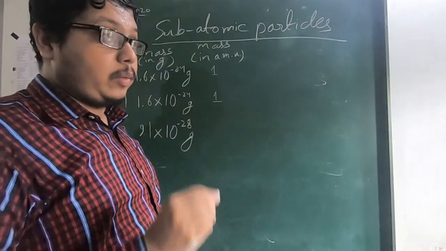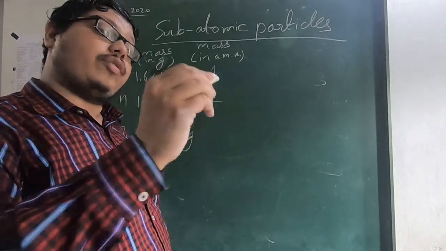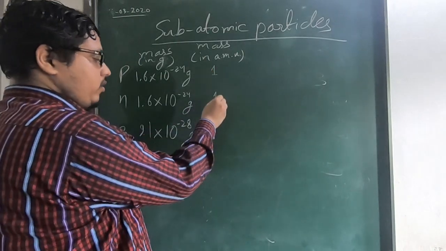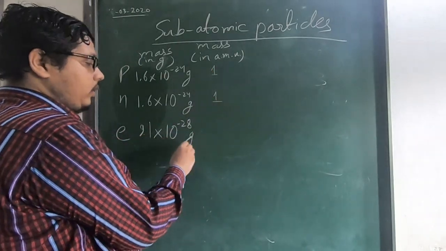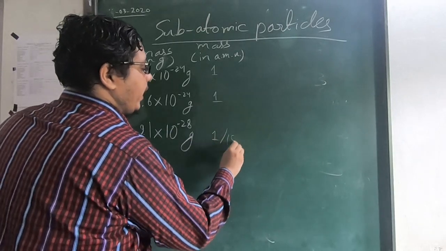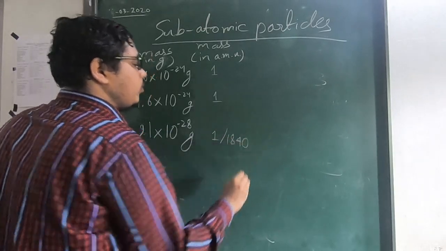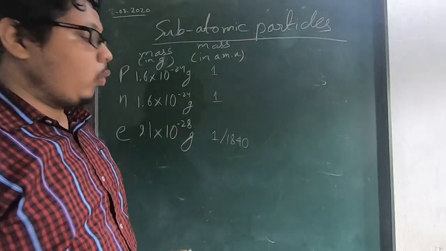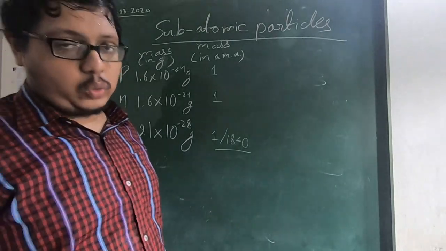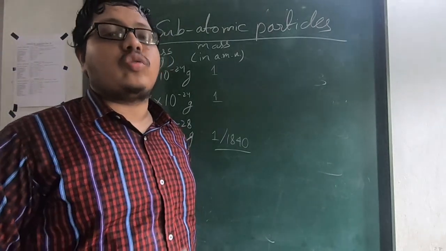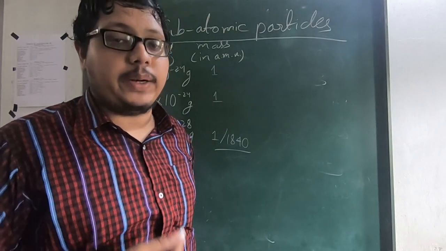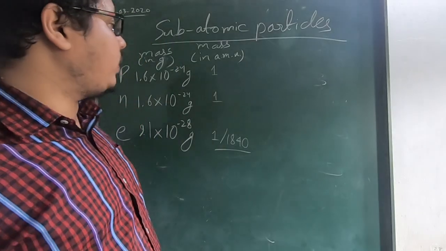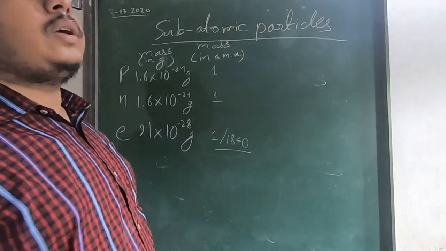We are comparing to the mass of 1/12 of the mass of a carbon-12 atom. So in comparison to that, this is 1, this is 1, and this is 1 by 1840. So it is a very, very small value. We can almost take it to be 0. It is so small that it can be ignored, negligible. It is not 0, but it is very close to 0. It is negligible as compared to the proton and the neutron.